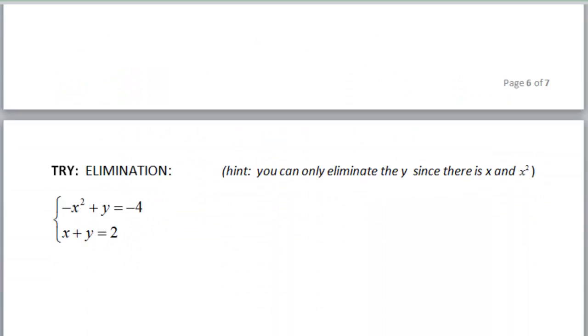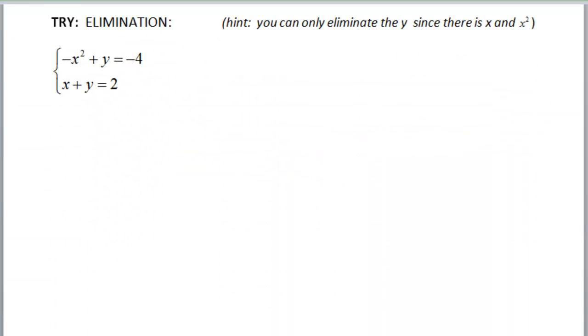Now I have one for you to try. The same one, but I'd like you to try it with elimination. Well, that was substitution before, this is elimination. So now I'd like you to solve it. And a hint, though, you can't eliminate the x squared with an x, right? So you can only eliminate y's. So try that and see if you get the same answers as I did before.